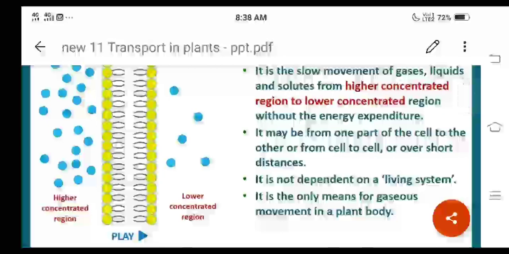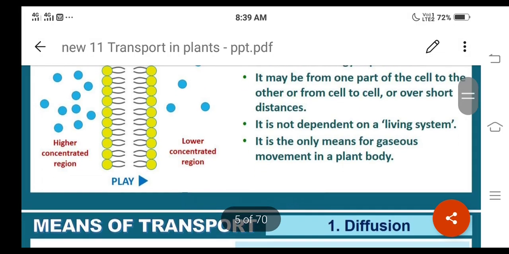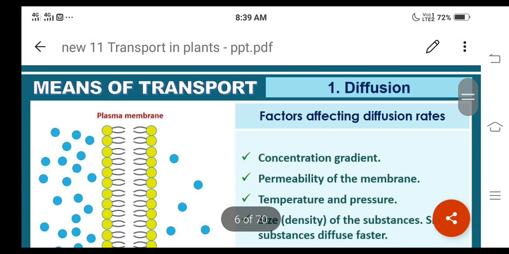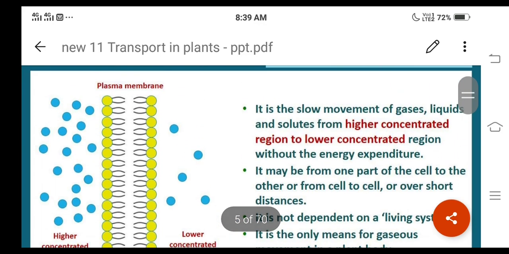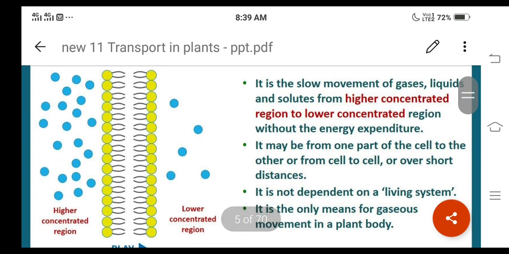And I will tell you the other points regarding the characteristics of diffusion. The diffusing molecules move randomly along a concentration gradient, right? The diffusing molecules move randomly along the concentration gradient.